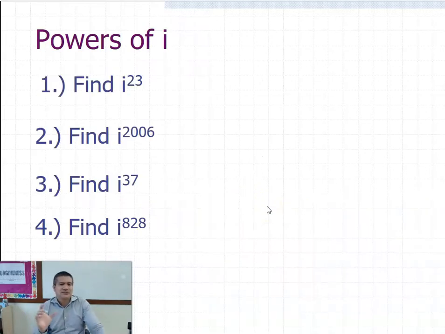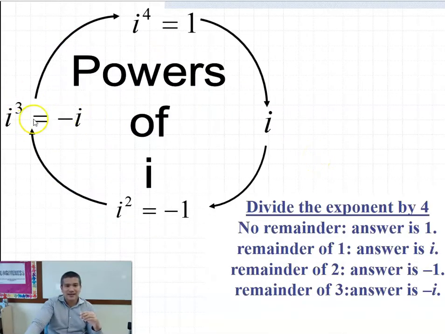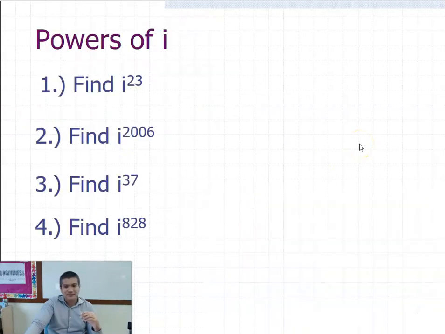Okay, let's try to find some examples. Try to solve some of these. For example, we have i raised to the power of 23. We divide 23 by 4, and the remainder is equal to 3, right? So therefore you will have -i, which is i cubed. 23 divided by 4, the remainder is 3, so that is equal to i cubed, right? i cubed, going back here, is equal to -i.